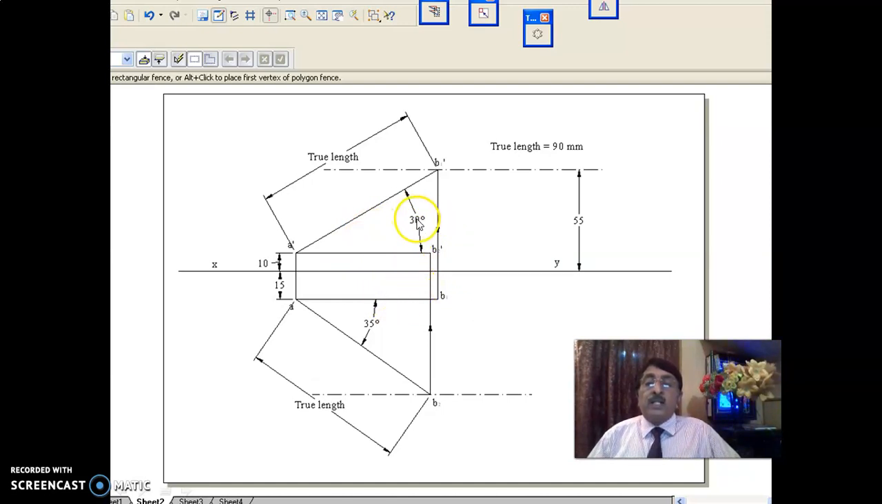Now, for this line at 30 degrees to HP and 35 degrees to VP, how it appears in the front view and top view has to be drawn. This is 30 degrees to HP, and this is the corresponding top view parallel to the XY line, ready for rotation. Go on rotating till it cuts the end projector. There you get the point B. Now, with A as center and AB1 as radius, draw an arc till it cuts this locus.